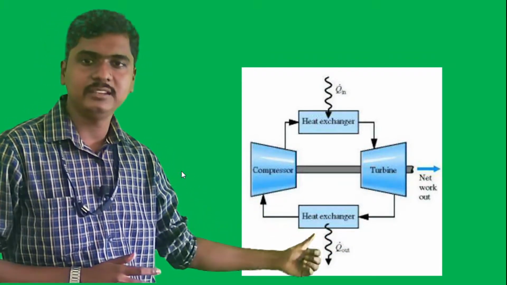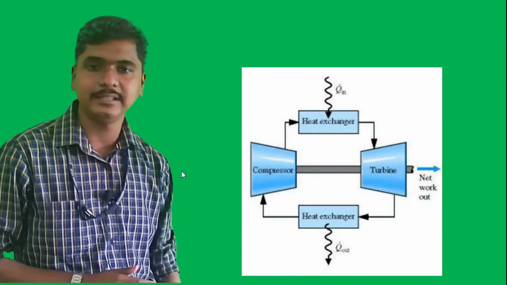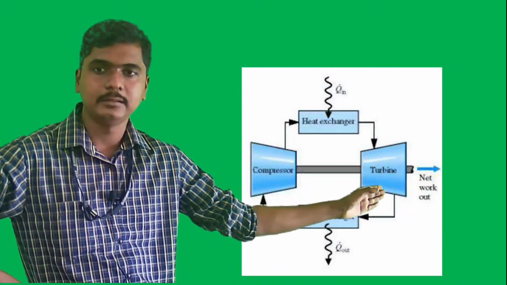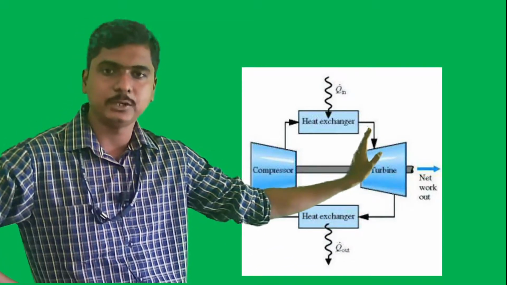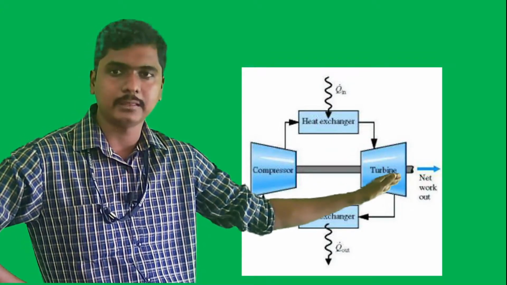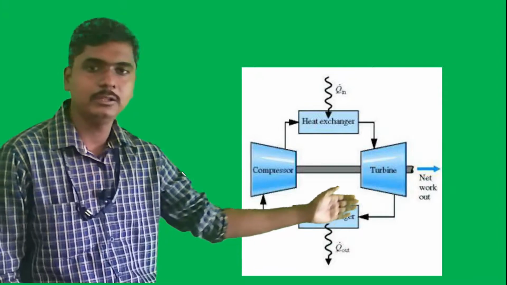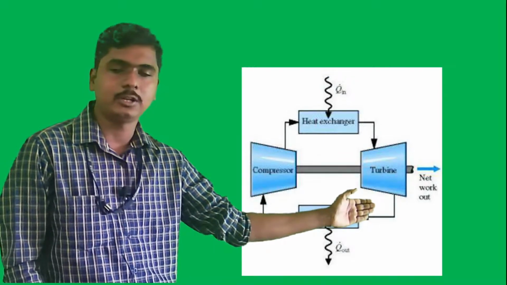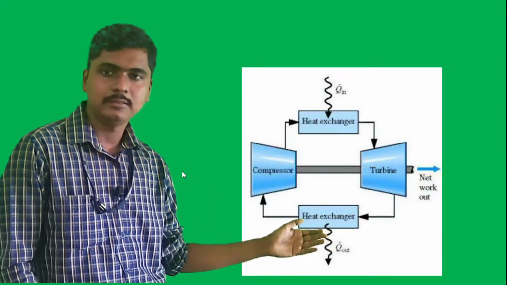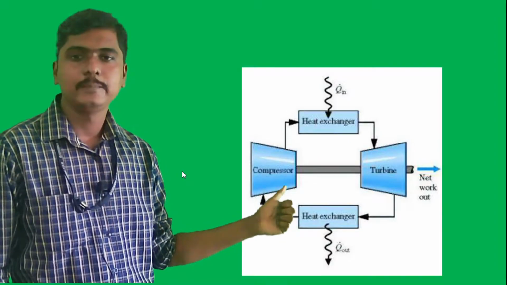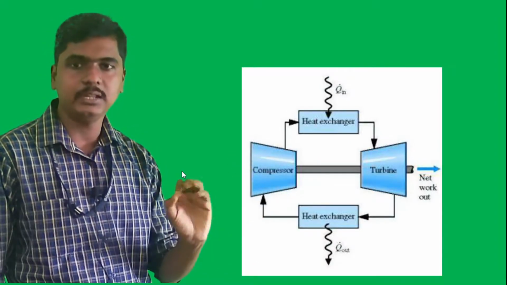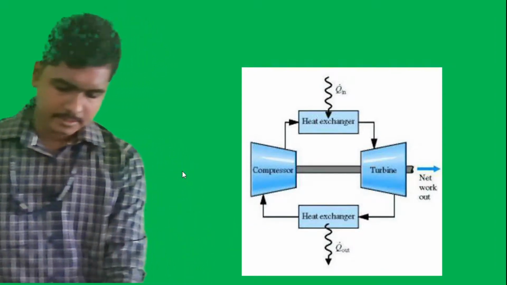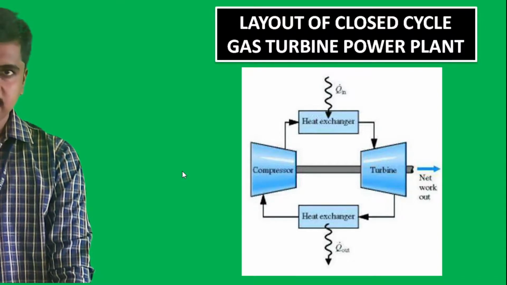This is the only difference in a closed cycle gas turbine. In an open cycle, whatever exhaust comes out from the turbine is supplied directly to the atmosphere. We are not going to utilize that exhaust. But here in the closed cycle gas turbine, we utilize the exhaust gas from the turbine. That exhaust gas flows through a heat exchanger, then it is recirculated to the compressor. That is the striking difference between the closed cycle and open cycle gas turbine. So this is the layout.